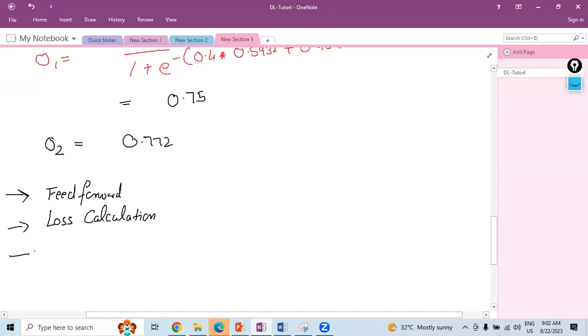And what was the third step? Can you please tell me what will be the next step? Backpropagation. So now we are going to perform the backpropagation.